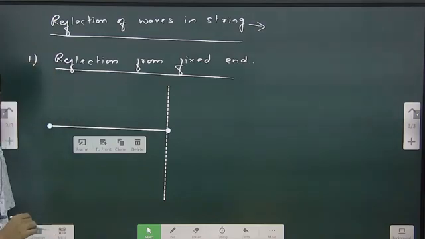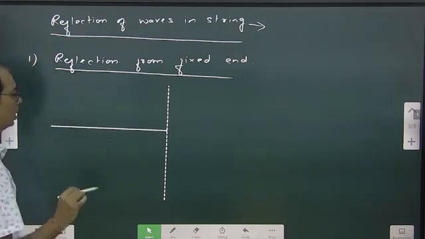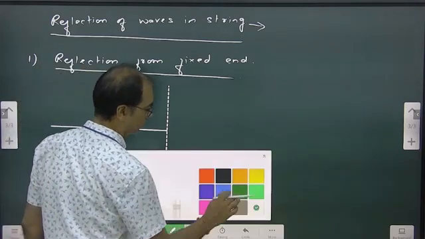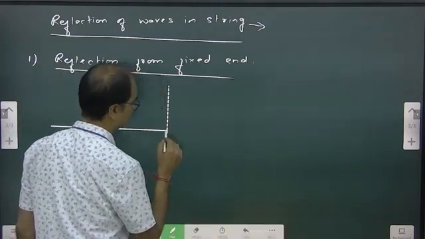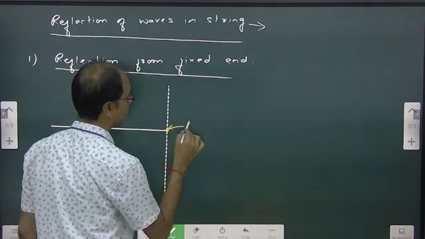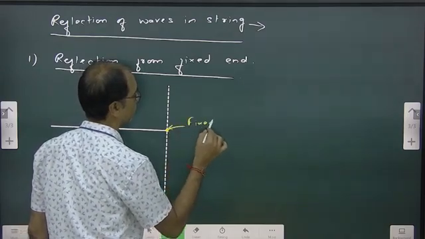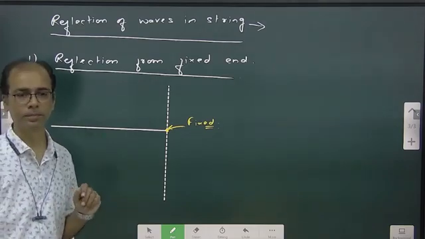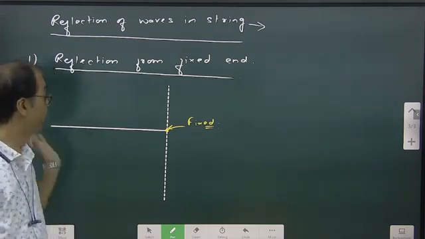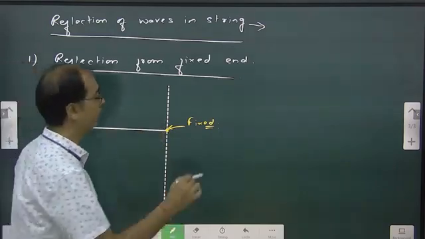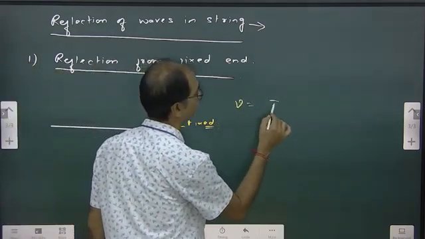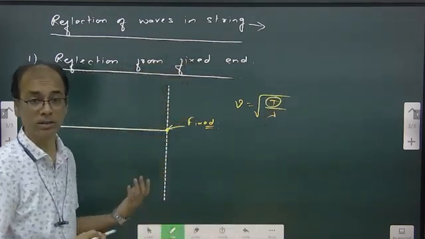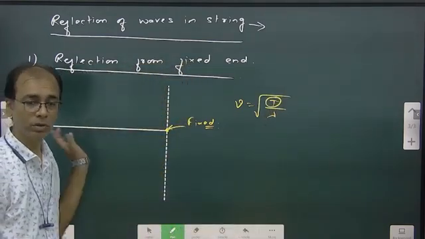Okay, this is one string, and it's fixed here. This is fixed. And this string is tight. It has to be tight, then only the wave will move. Because we know that wave velocity is what? T is not there, then how will it move? T means the string is tight. Okay, so the string is tight.